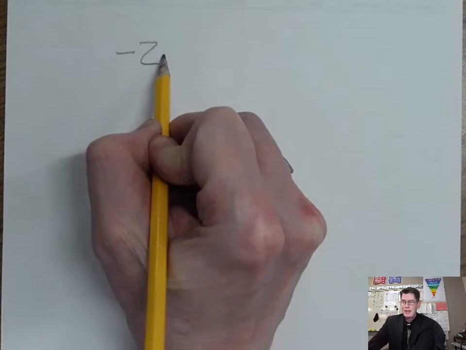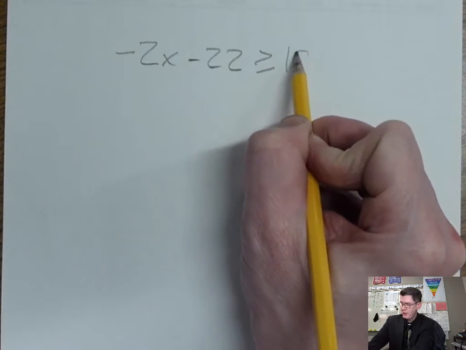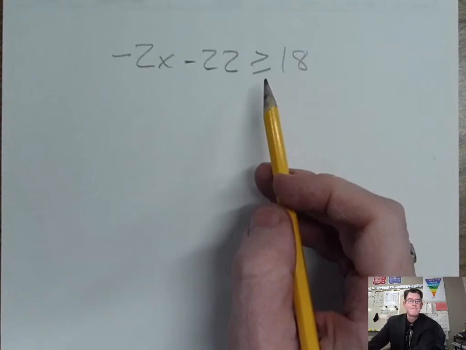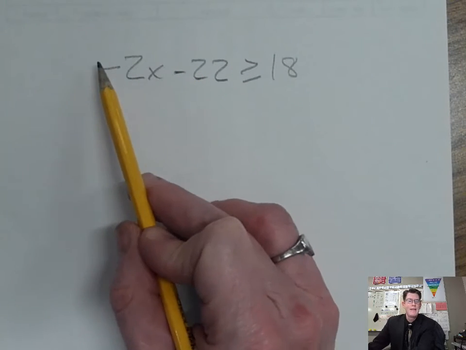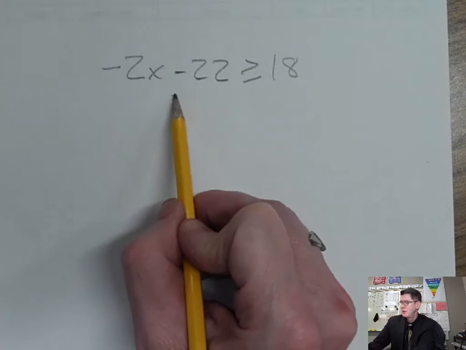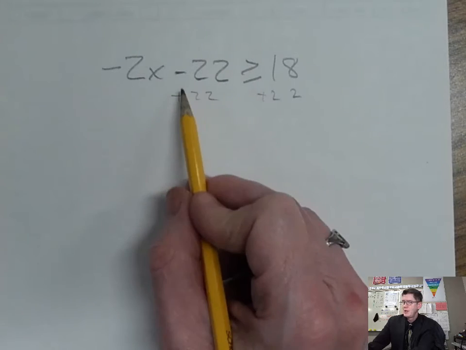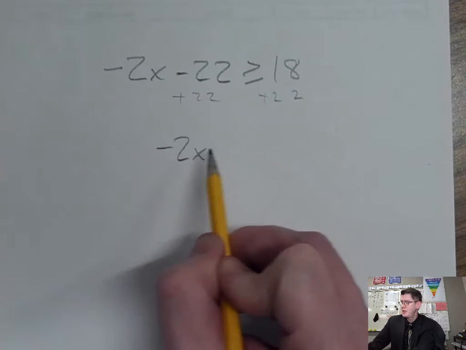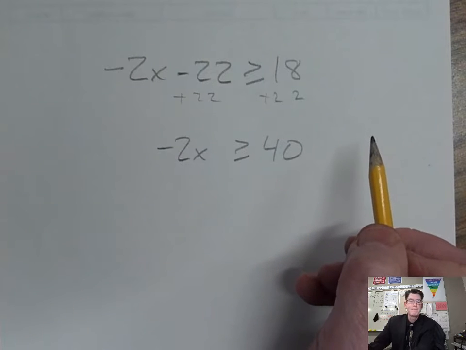What if it looks like this? Negative 2x minus 22 is greater than or equal to 18. What if we have that? Well, first of all, undo the add and subtract, and then undo the multiplication. So we'll add 22 to both sides. So this goes to 0. I'm left with just negative 2x greater than or equal to 40.